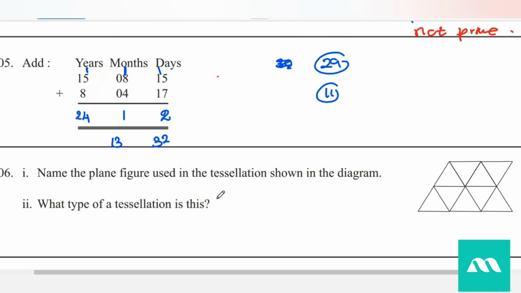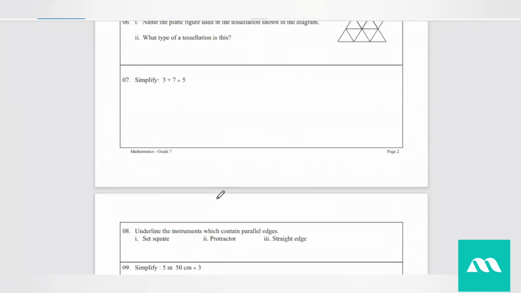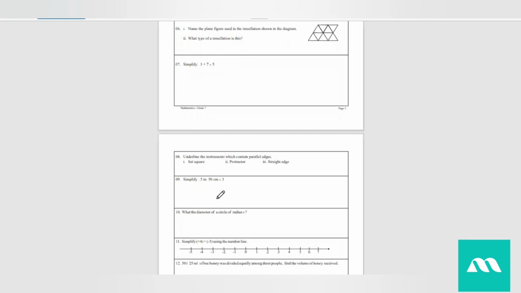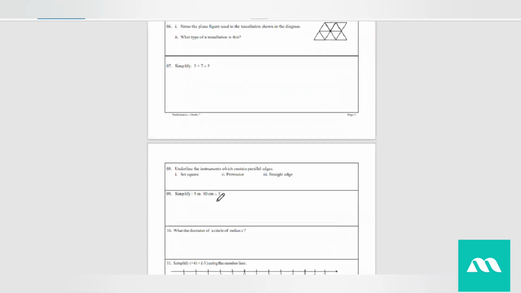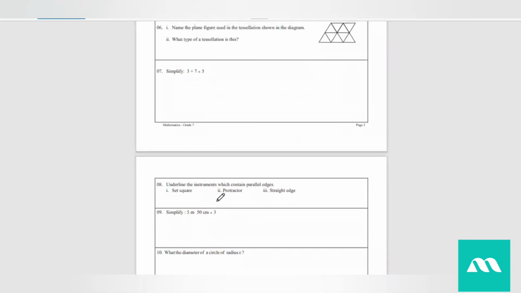Do up to 10th question from the 6th one.